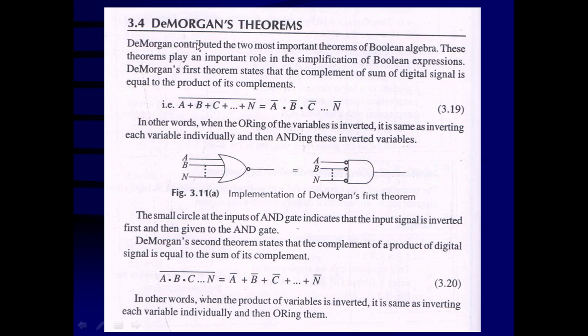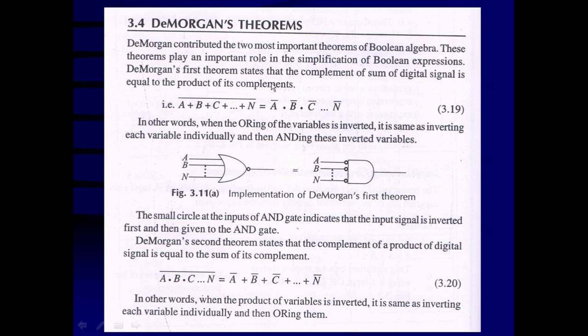He added these two theorems to help Boolean algebra, and Boolean algebra can be modified and equations can be simplified using De Morgan's theorem as well as Boolean laws and theorems. De Morgan contributed the two most important theorems of Boolean algebra. These theorems play an important role in the simplification of Boolean expressions.